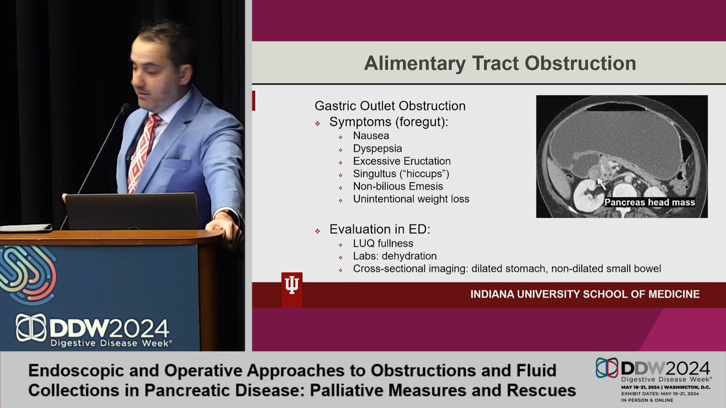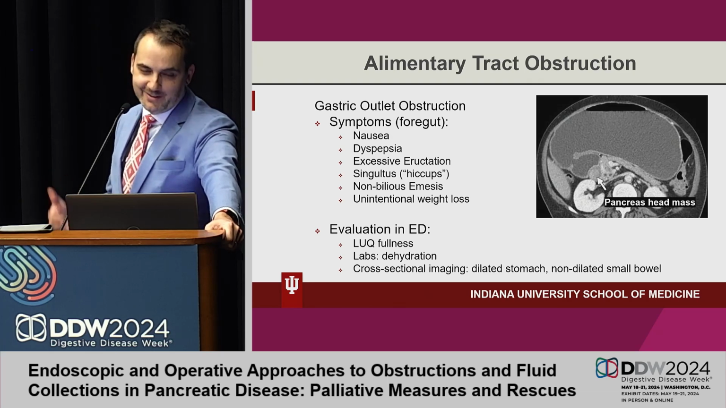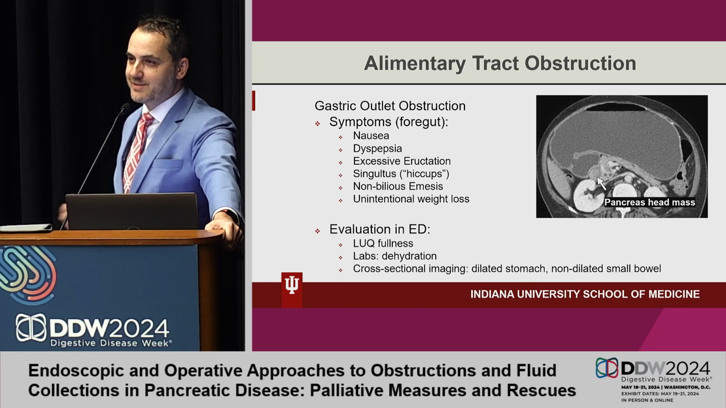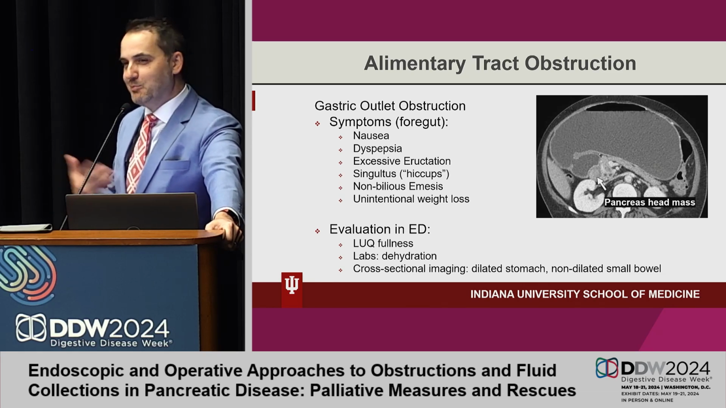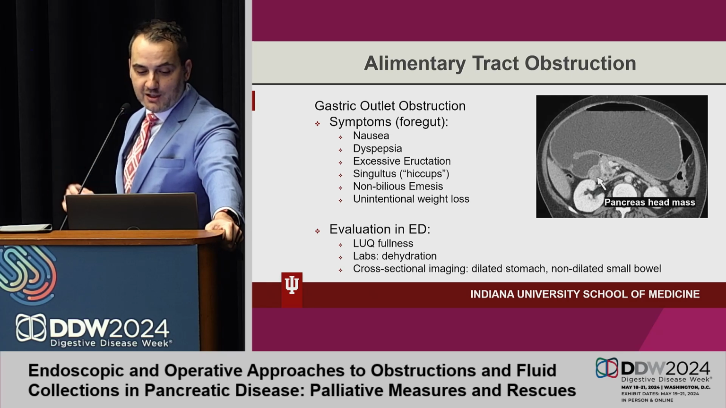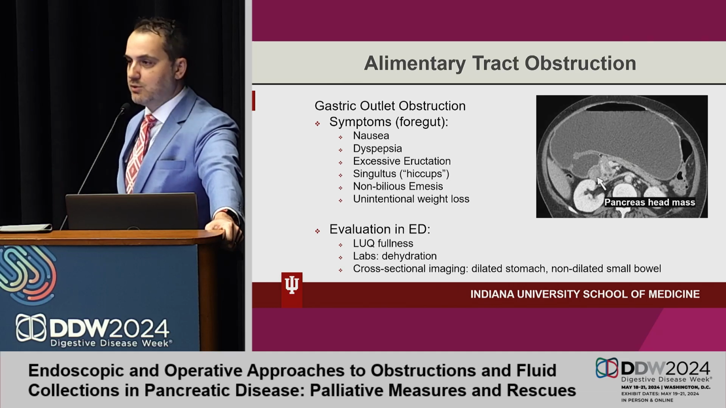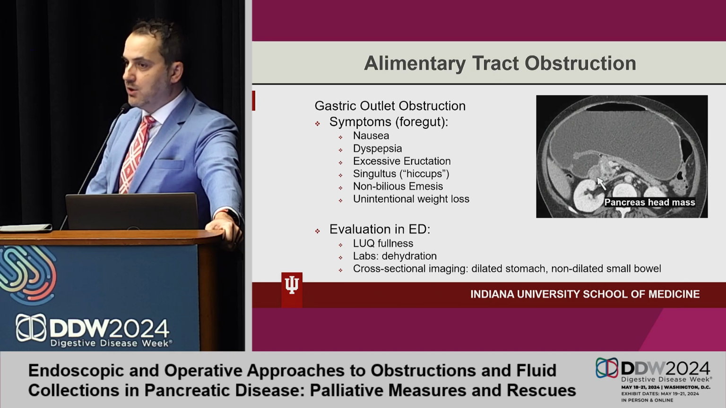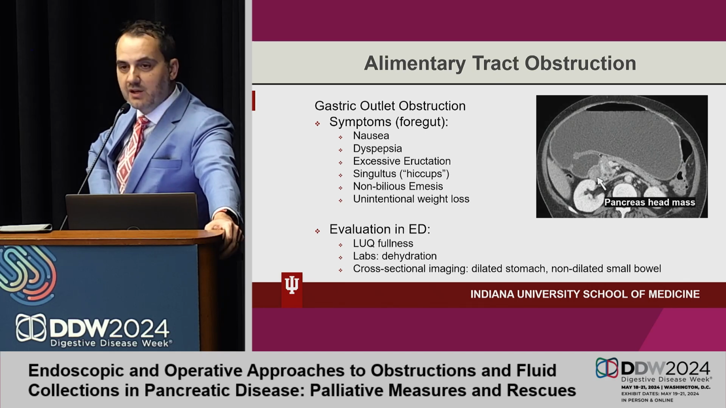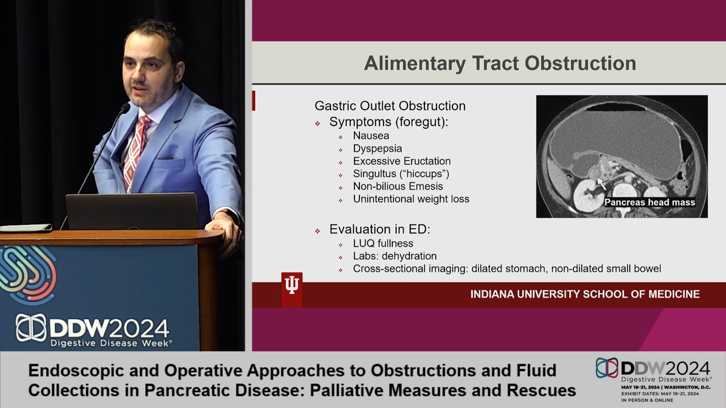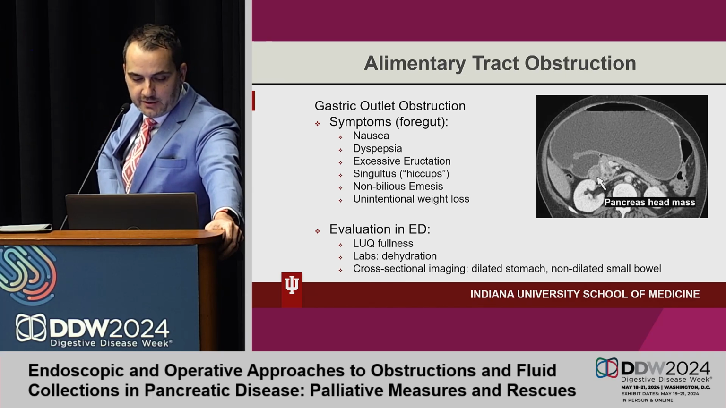Now, gastric outlet obstruction, if I could choose a favorite one, this is my favorite one. We all love operating on the stomach. It's the most resilient organ there is. I think it's more resilient than the liver, but that's just my opinion. Their symptoms are classic foregut: nausea, dyspepsia, eructation, singultus, non-bilious emesis, unintentional weight loss, failure to thrive. I think anybody can diagnose this, including a medical student in their first rotation. When you examine them, I'm surprised how many of our trainees don't do a good abdominal exam. If you get focused left upper quadrant fullness, that's the most specific thing that I see in all these patients. They present dehydrated, and then cross-sectional imaging really nails it. You have a dilated stomach with no other real dilation of the alimentary tract.